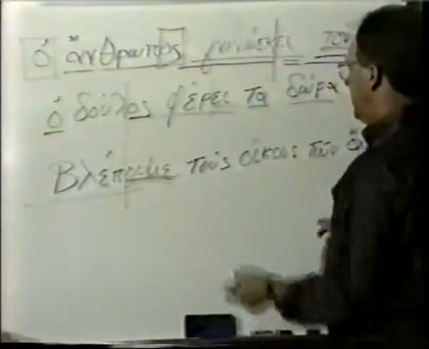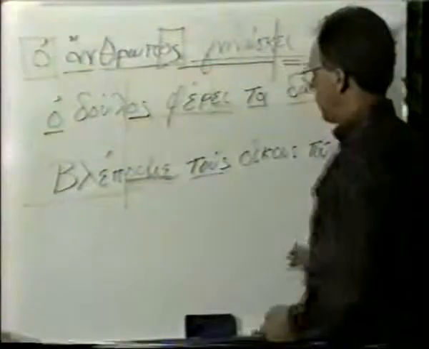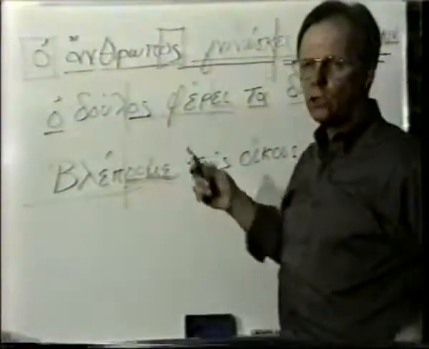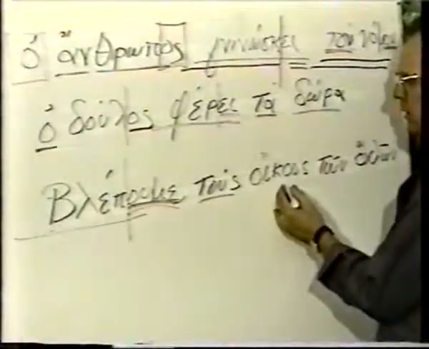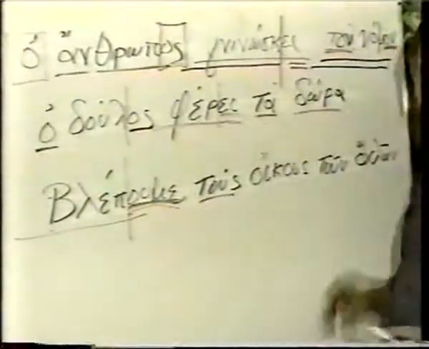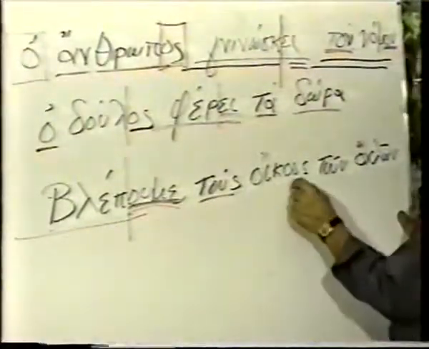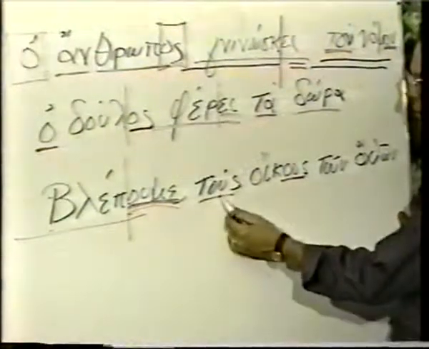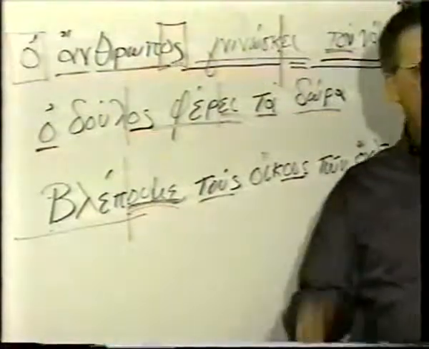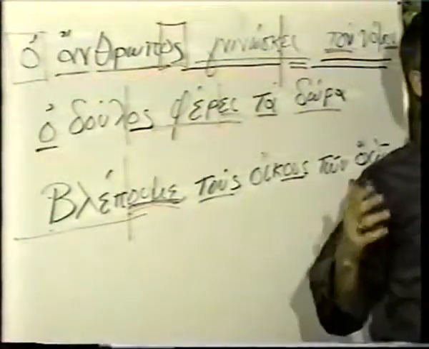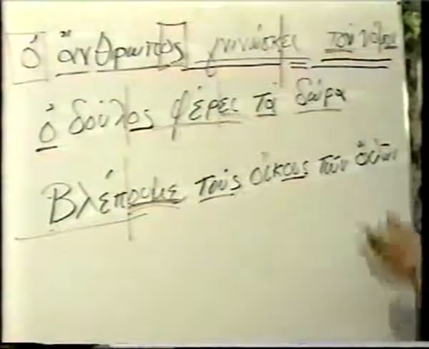What do they see? Tous. How do we know it's going to be plural? Because this is a masculine subject having a masculine article. And in this case, again, this article is in agreement with the end of the subject. So it becomes very easy to remember. Tous oikos, the houses, the dwelling places.